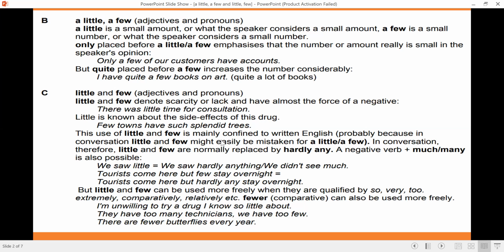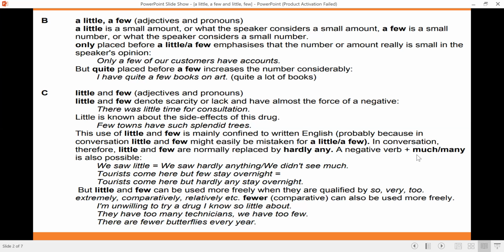This use of little and few is mainly confined to written English, of course, because in conversation you confuse little and few with a little and a few, all right? You can interchangeably use them, but in conversation little and few are normally replaced by hardly any, all right? When you speak English you usually use hardly any instead of little and few. A negative verb plus much or many is also possible.